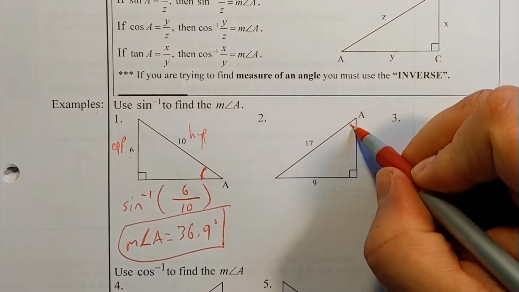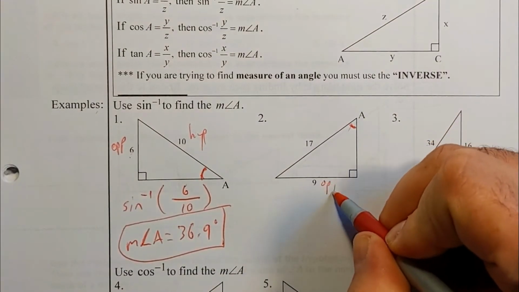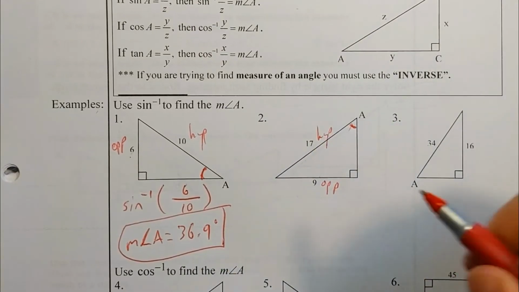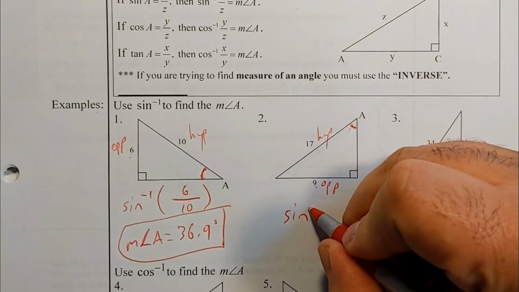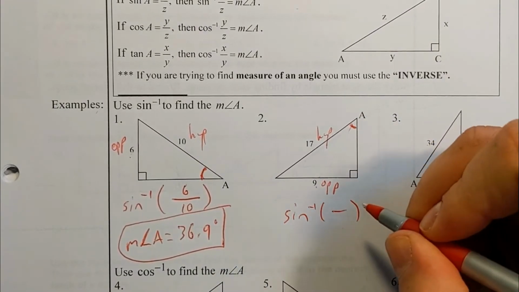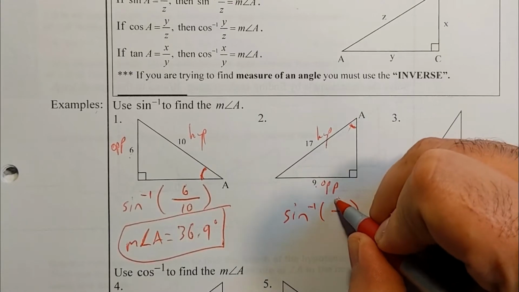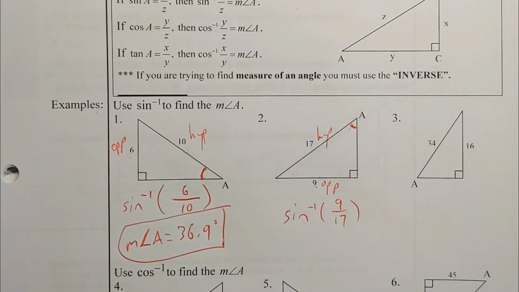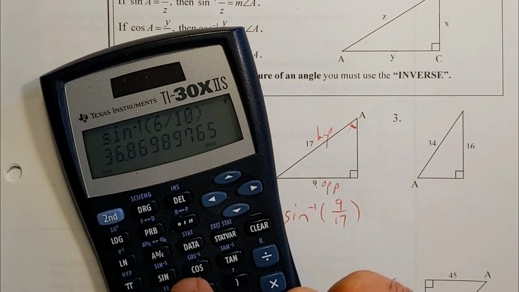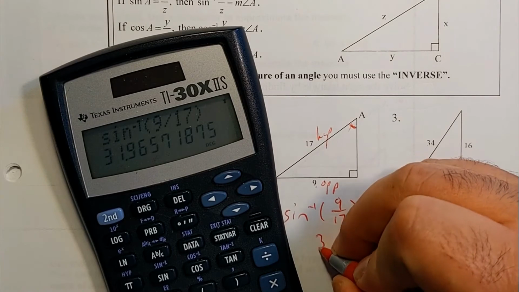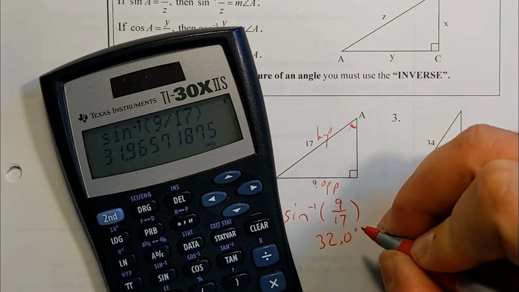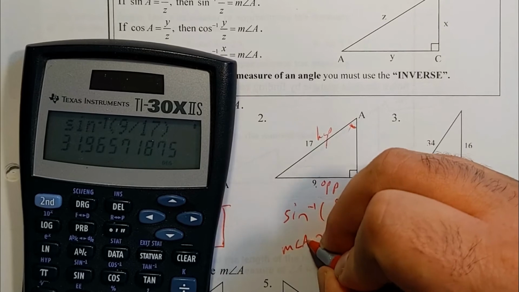Next one, so if I'm looking from up here, 9 right here is my opposite, 17 is my hypotenuse. Because that's opposite and hypotenuse, I'm going to use sine. Since I'm looking for the angle, I'm going in reverse, so I use inverse sine. Sine is supposed to be opposite over hypotenuse, so 9 on top, 17 on the bottom. And then in the calculator, second sine, so that's the inverse, 9 divided by 17, put that parentheses at the end, and you get 31.96, which is 32.0. So this would be 32.0 degrees for the measure of angle A.